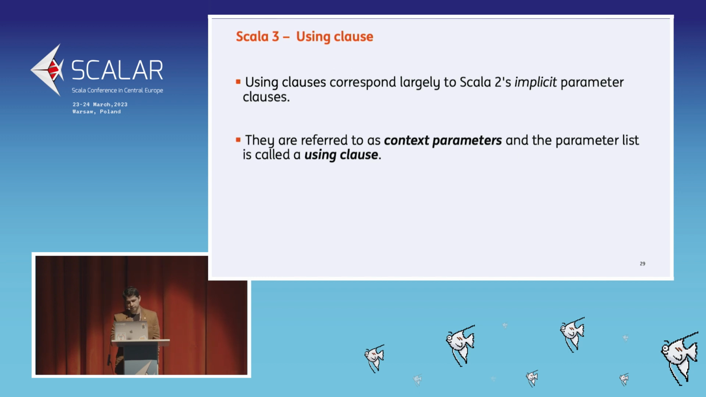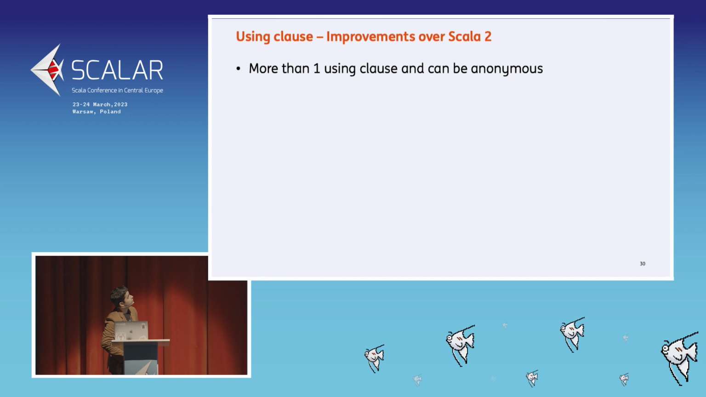But of course, it's not a like-to-like change. There are improvements in Scala 3. And let's look at that improvement. The first biggest improvement is that you can have more than one using clause, and you can anonymize them.